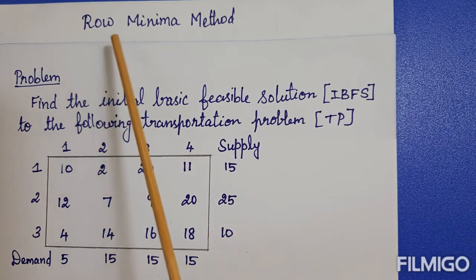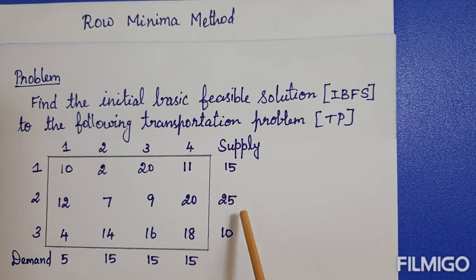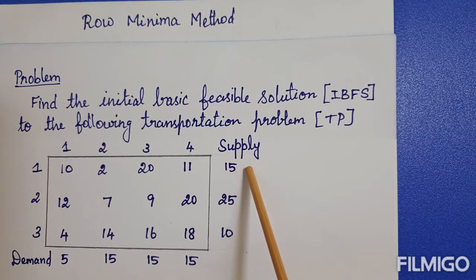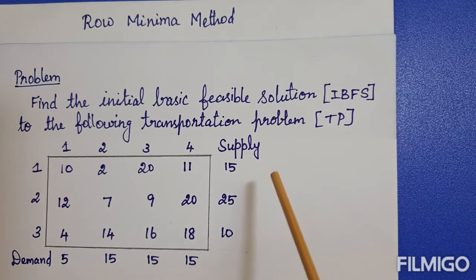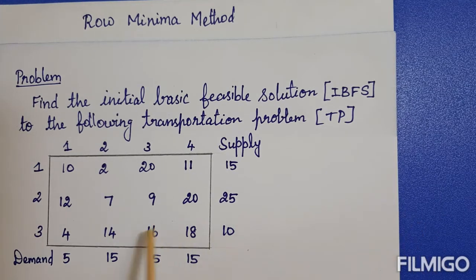Before going to the method, first we have to check whether the given transportation problem is a balanced transportation problem. For that, the total supply and total demand should be equal. Here 15 plus 25 plus 10 is 50 and 5 plus 15 plus 15 plus 15 is also 50. Hence, the given problem is a balanced transportation problem. As it is balanced, we can apply the row minimum method to this problem.